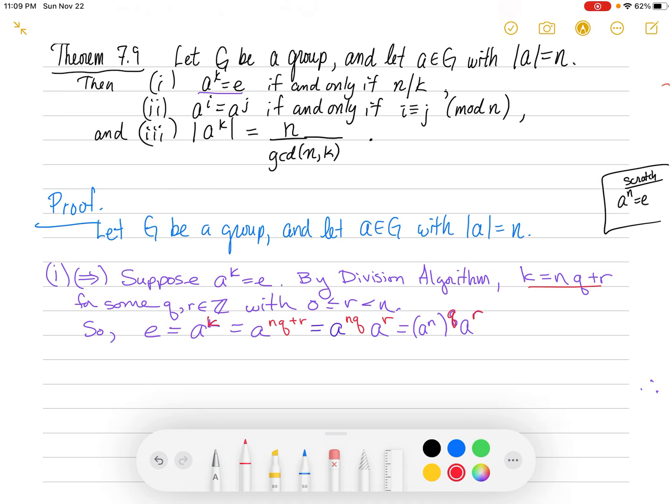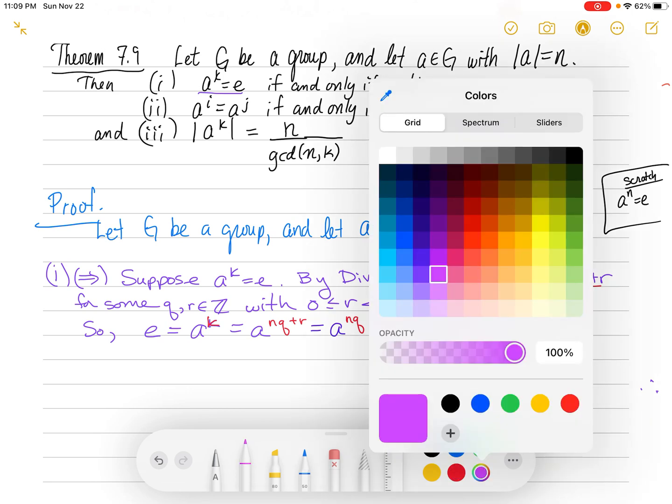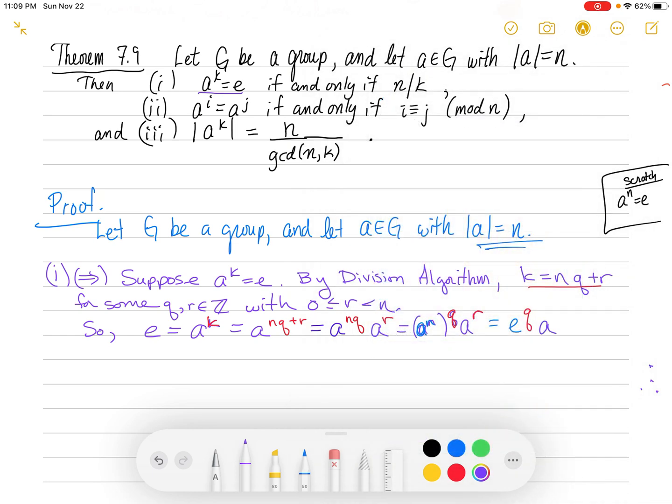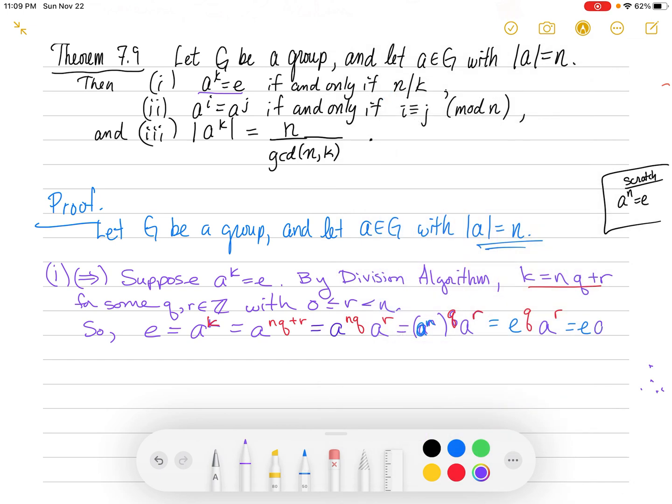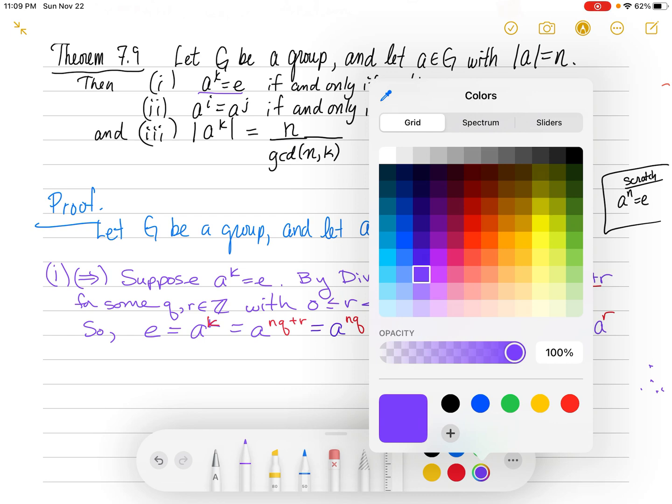Now what's a to the n? Remember that a to the n here is e, this blue one right here, because the order of a is n. Back here we know the order of a is n. So that's going to be the identity. So we got the identity to the q power times a to the r. Now, what's the identity to the q power? The identity to the q power is just the identity. So we got the identity times a to the r, which is just going to give us a to the r.